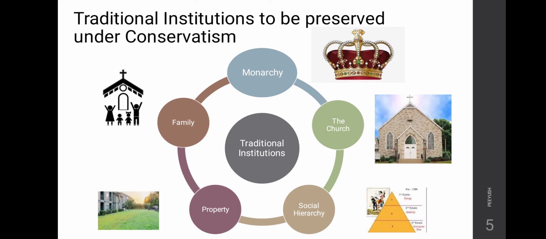The next thing, property, private property, and family. So, very simply, the traditional institutions to be preserved under conservatism are monarchy, church, social hierarchy, property, and family.